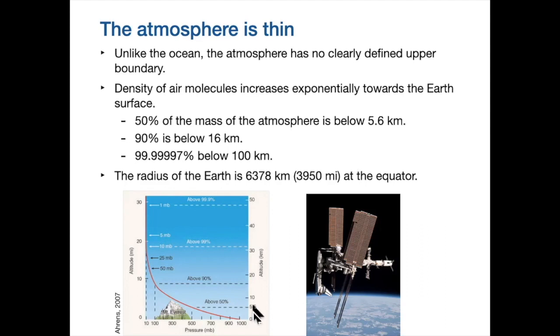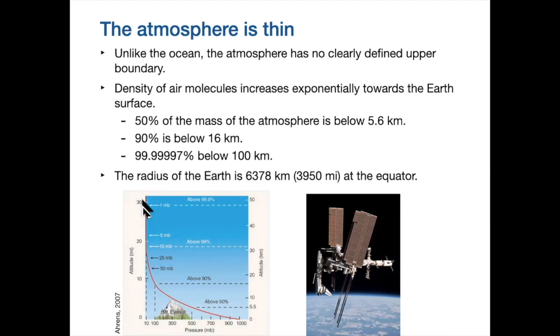So at about 5.6 kilometers, 50% of the mass of the atmosphere is below you. So about 50% of the molecules in the atmosphere, the air molecules, are below you. By 16 kilometers, 90% of the mass of the atmosphere is below that level. Commercial aircraft fly at around 11 or 12 kilometers. As we keep going up, we start getting into this long exponential tail. So there is still some air above you if you're at 100 kilometers height above the surface of the Earth, but the vast majority is below you.